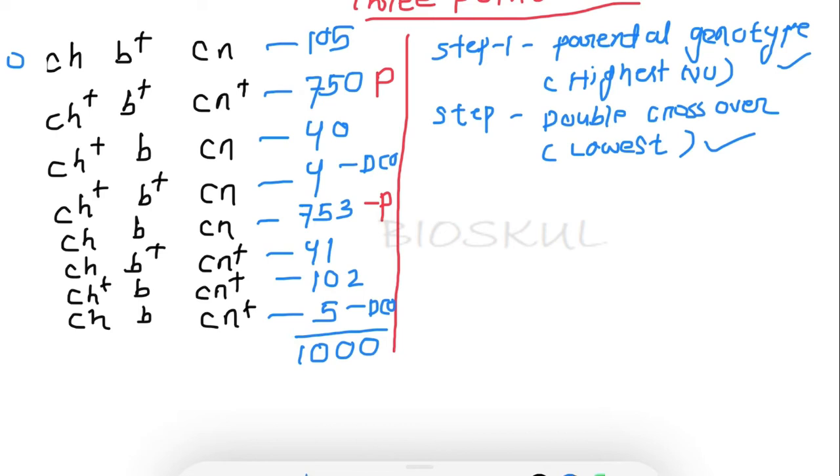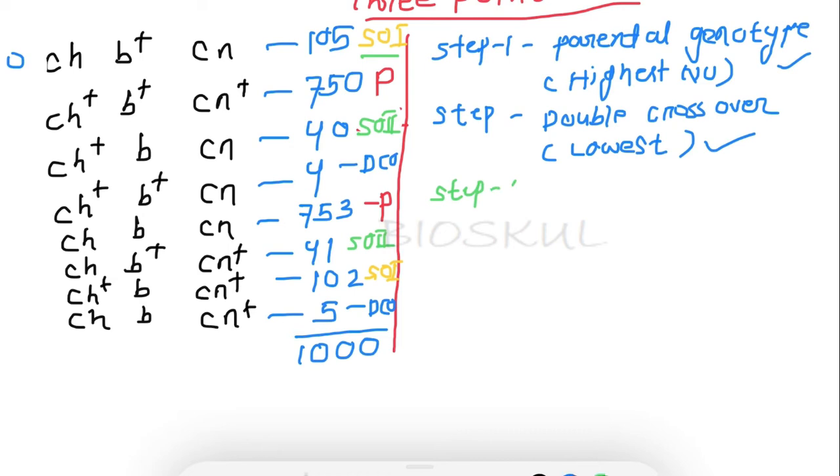So the rest of the numbers that are left are the single crossovers. Remember that in a single crossover, the numbers which are close to each other belong to a single crossover number 1. Here in the example, 105 is single crossover 1, and 102 is also single crossover 1, because these two numbers are close to each other, right? Similarly, for the other two numbers, 40 is single crossover 2, and 41 is also single crossover number 2. Okay, so now we will find out the gene order.